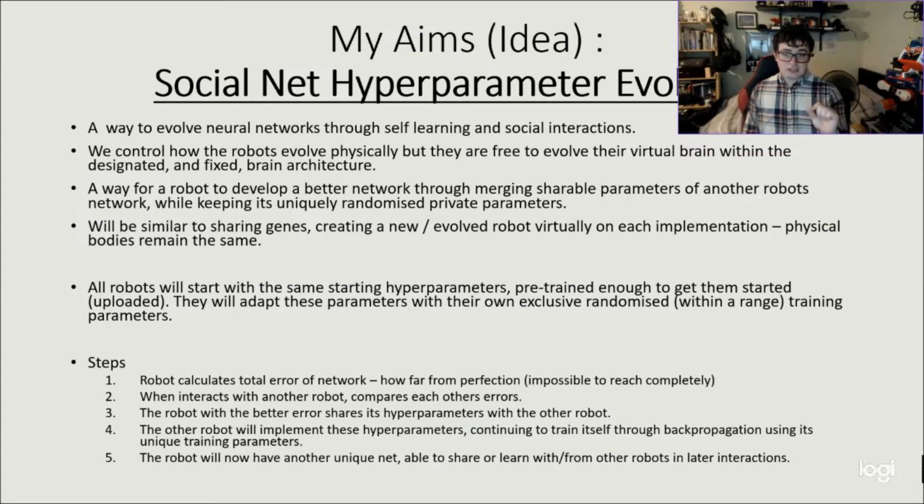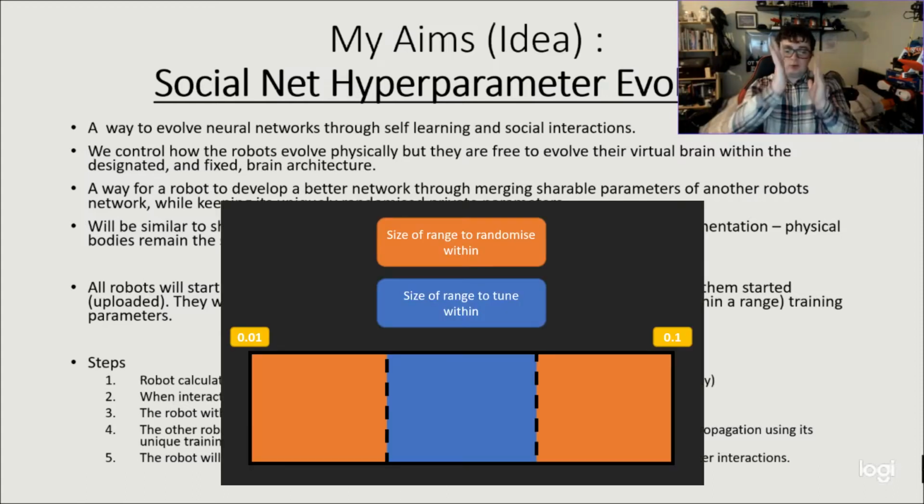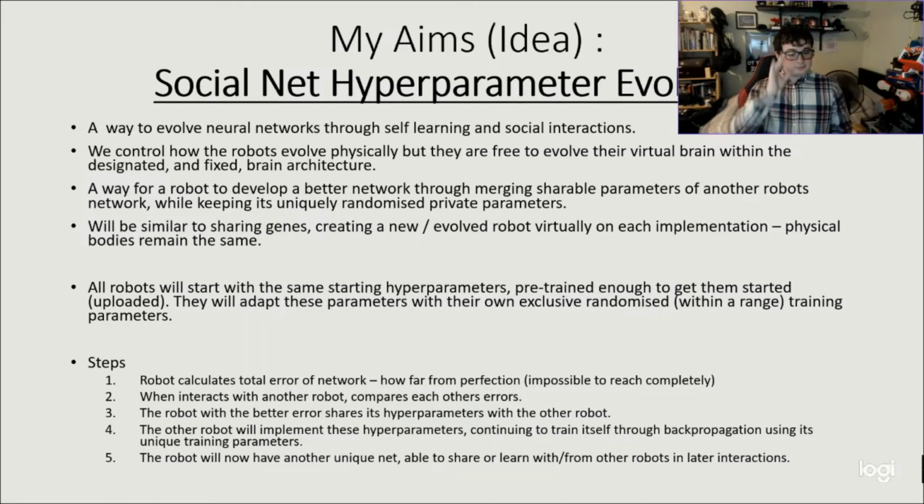It might slightly tune the learning rate by a random small amount within some sort of range. So when the robots are uploaded, their learning rate will be unique within a certain range, but then it will learn to adapt itself in a smaller range, so every time it trains, it's not going to train in the exact same way.